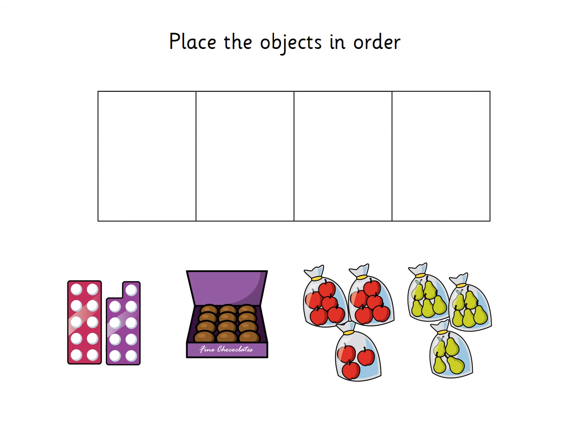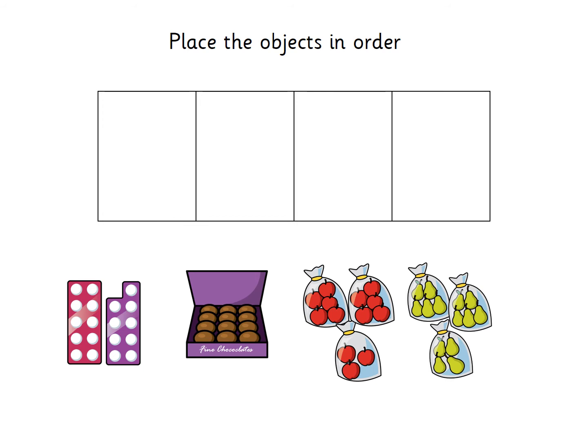And let's count how many apples we've got. 1, 2, 3, 4, 5, 6, 7, 8, 9, 10, 11, 12, 13. So we've got 5 in each bag. 5 and 5 is 10. So count on from 10, 10, 11, 12, 13. We've got 13 apples. So we've got 19 Numicon, 12 chocolates, 13 apples.